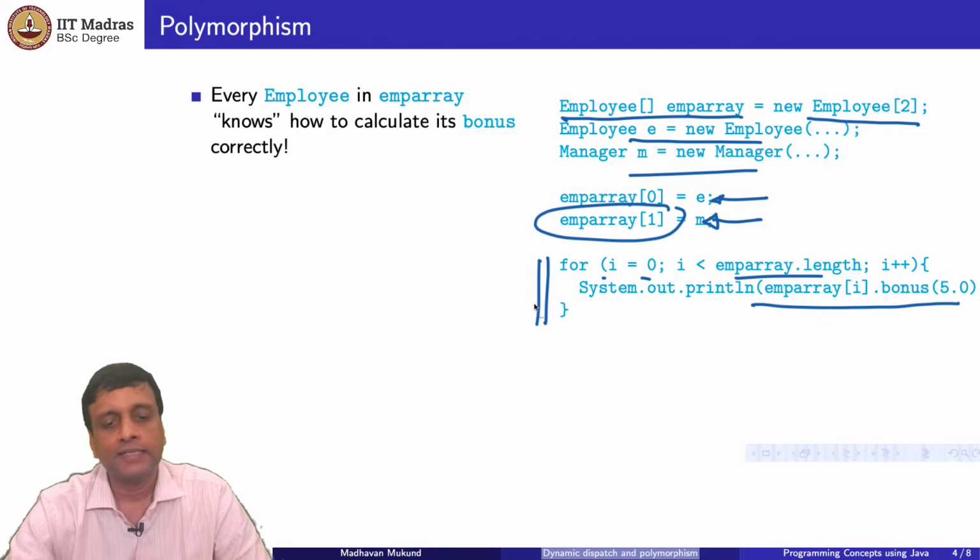So in some sense, every employee in this array knows how to calculate its bonus correctly. This is the power of dynamic dispatch, that we can write this kind of a generic loop without having to worry about specifically looking at the type of each object and then deciding how to invoke it.